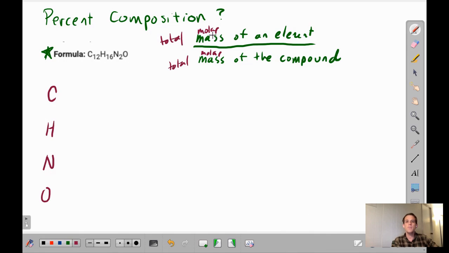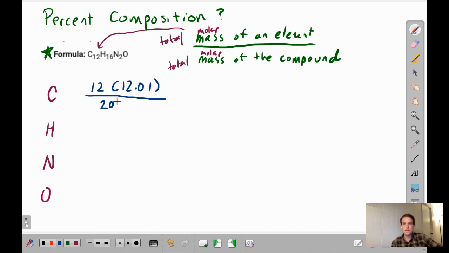By that I mean I'm not just looking for the molar mass of one carbon, I'm looking for the molar mass of the 12 carbons that are present here. So in my calculation, I'm going to have 12 times the molar mass, which is 12.01, over the mass of the entire compound. So let's calculate that real quick. All right, calculation complete. I got 204.28 as the total molar mass of the compound. That's going to come in handy in the next few questions.